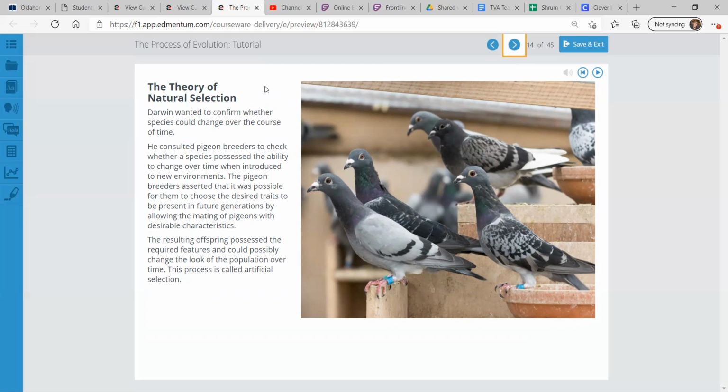Darwin wanted to confirm whether species could change over the course of time. He consulted pigeon breeders to check whether a species possessed the ability to change over time when introduced to new environments. The breeders asserted that it was possible for them to choose the desired traits to be present in future generations by allowing the mating of pigeons with desirable characteristics. The resulting offspring possessed the required features and could possibly change the look of the population over time. This process is called artificial selection because humans are selecting which traits they want to see.